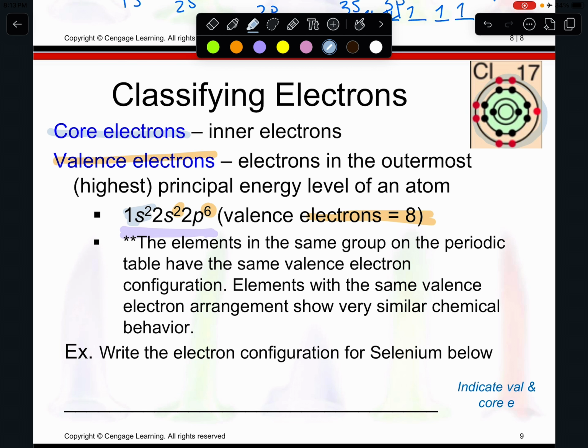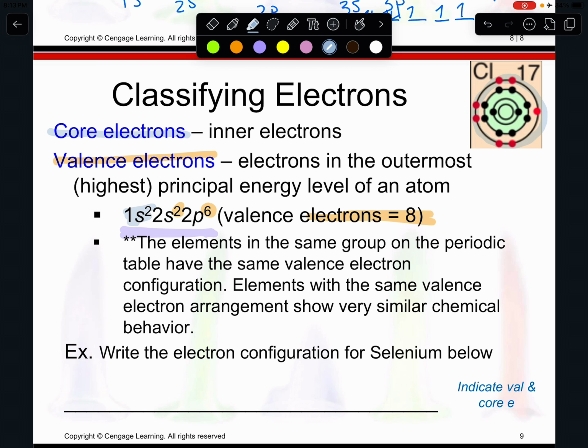Okay. Let's go ahead and try this again for selenium. Selenium is number 34. So I'm going to go ahead and write the full electron configuration for this. So 1s2, 2s2, 2p6, 3s2, 3p6, 4s2, 3d10, 4p4. So let's go ahead and figure out our valence electrons.